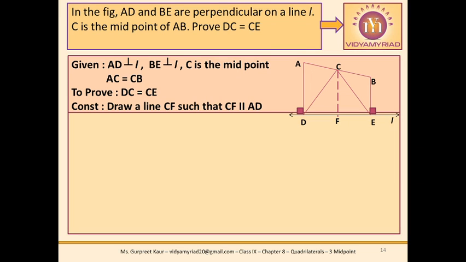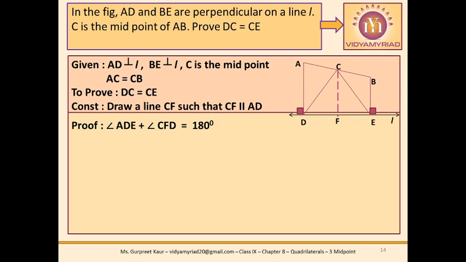Now, in the figure, AD and BE are perpendicular to a line L. C is the midpoint of AB. Prove that DC is equal to CE. Now here we are doing a construction. We are drawing a line CF such that CF is parallel to AD.